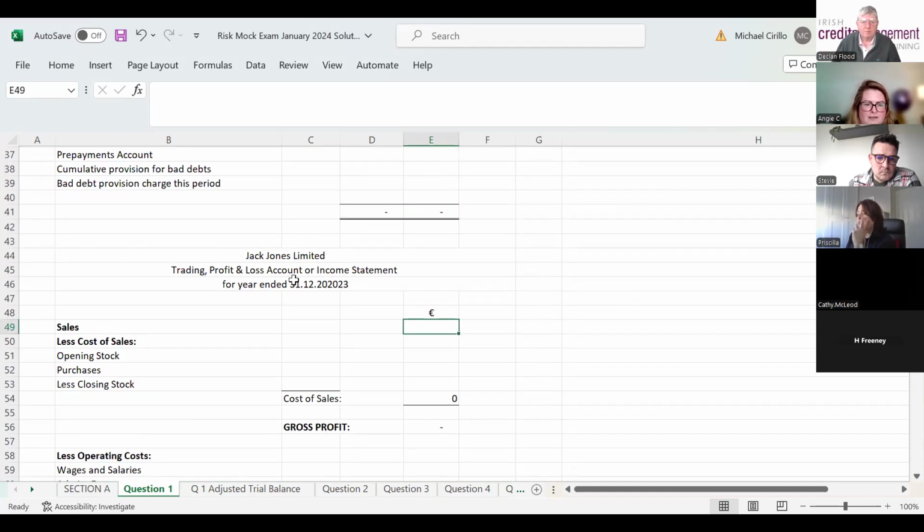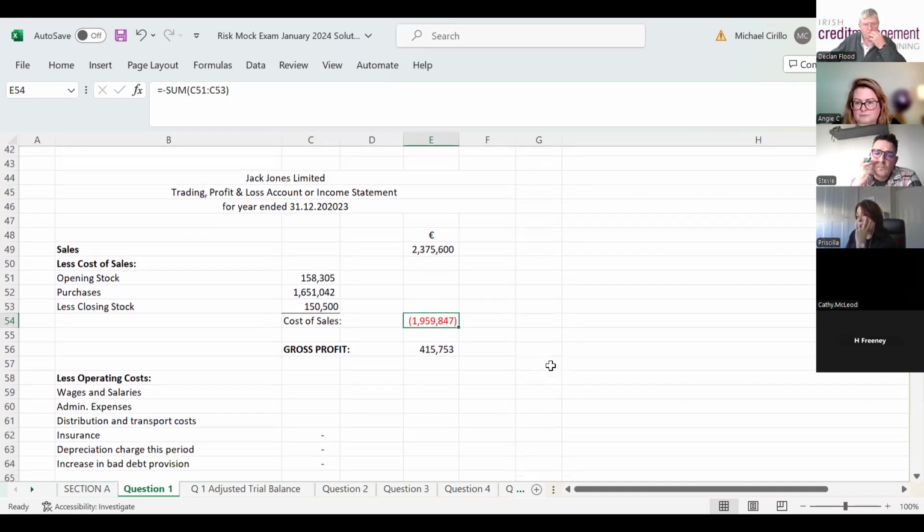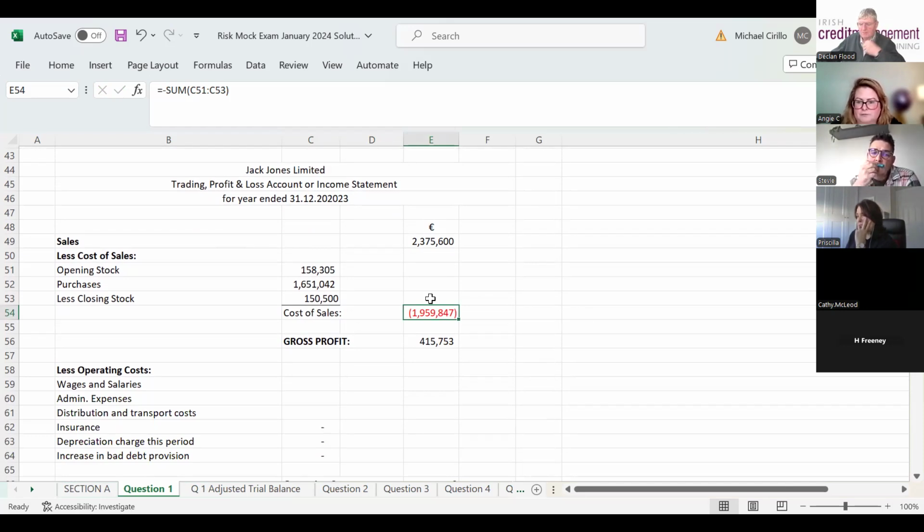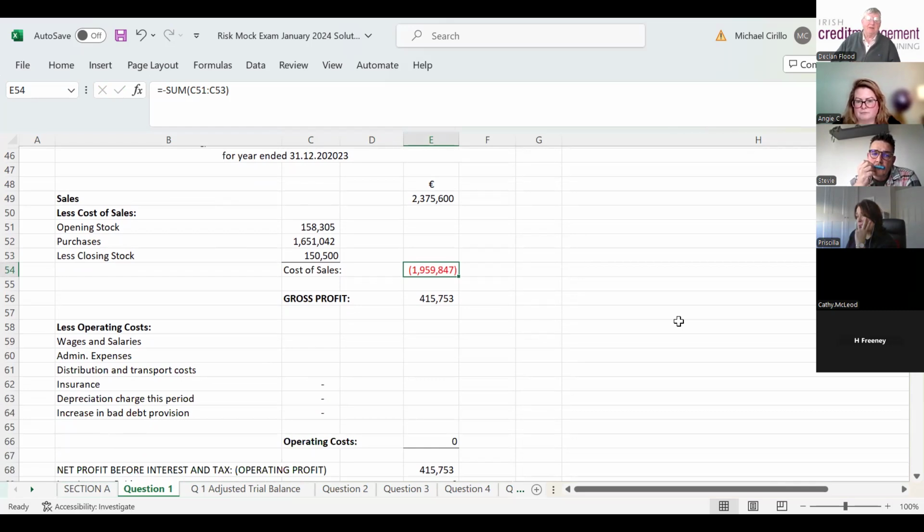Okay, so for the trading profit and loss, the year ending 30th of December, we'll start off with our sales figure, which is 2,375,600. And then less your cost of sales. So your cost of sales is your opening stock, which is 158,305, plus the purchases, 1,651,042, less your closing stock, which is 150,500. That's your total cost of sales. Subtract that, and that'll give you your gross profit. So that's the first part of the trading profit and loss, and that's your first 10 marks probably achieved at that stage. Is that clear with everybody?